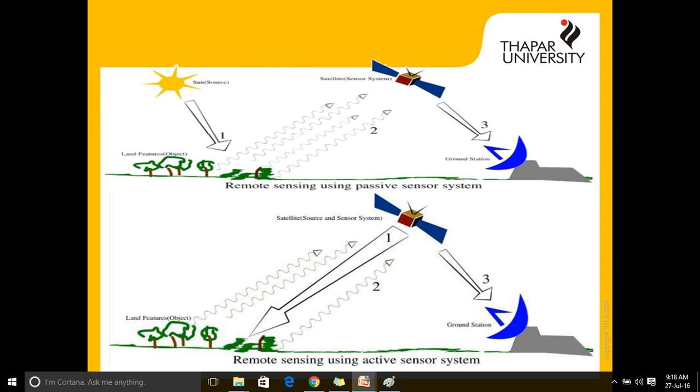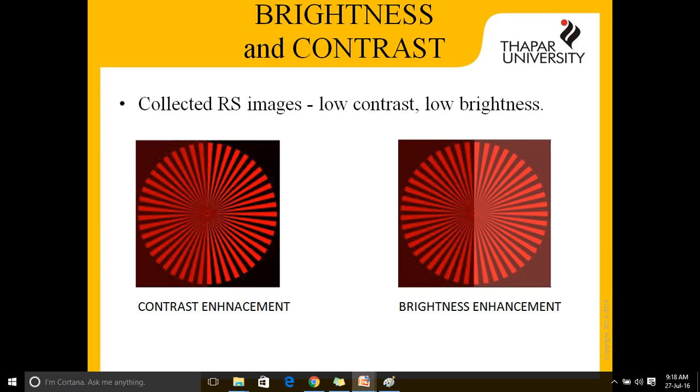I have chosen active RF images for this work. These images suffer from low brightness and contrast. Now, what's the difference between the two? Contrast gives the difference between the minimum and maximum pixel intensity of the image. As we can see, the left half of the image is the unenhanced part and the right side is the enhanced part. And brightness means the overall lightness or darkness of the image.